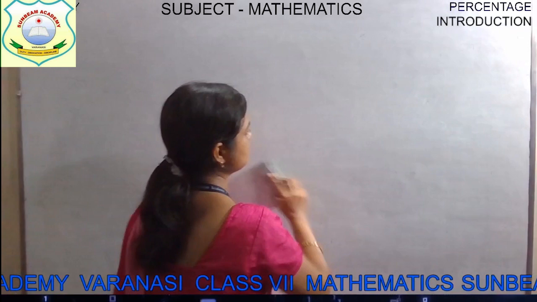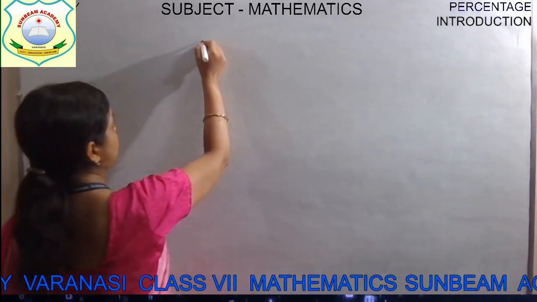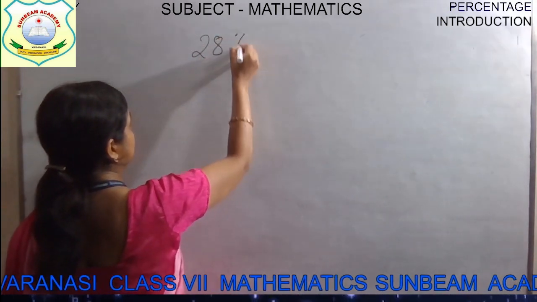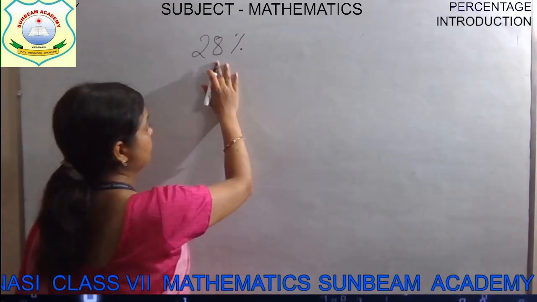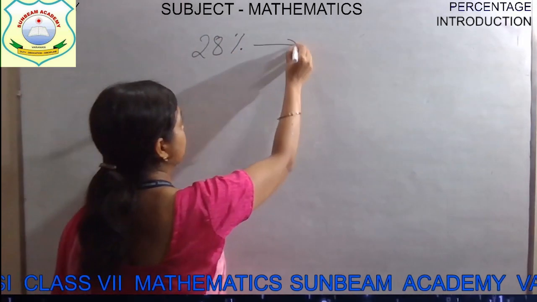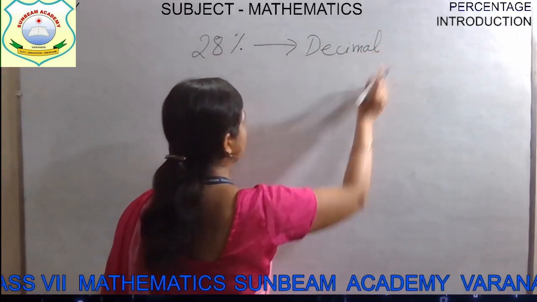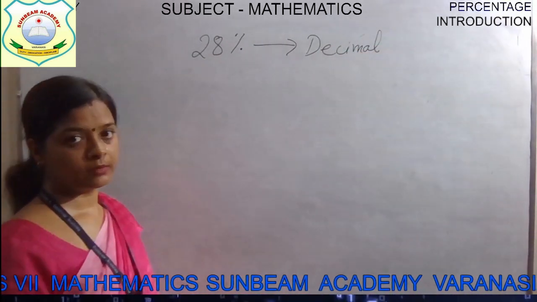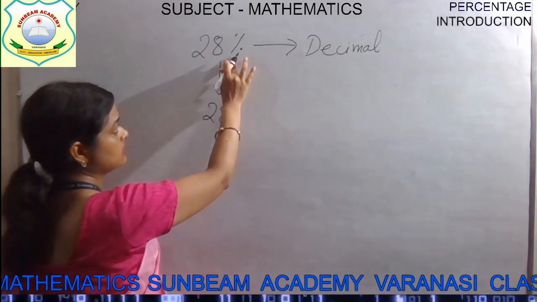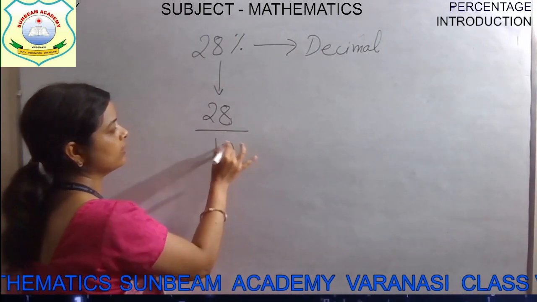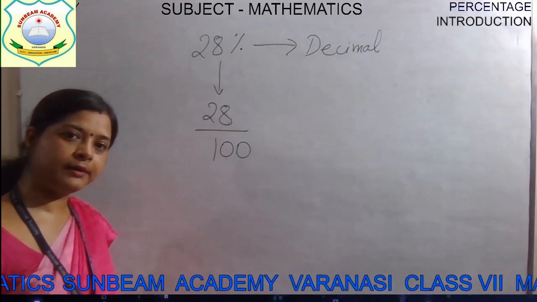We are having a percentage. Let me write down a percentage value. I am having 28% and I have to convert this percentage into decimal form. In which type of number? Decimal. Okay. This 28% means percent. Percent means out of 100. 28% means 28 out of 100.